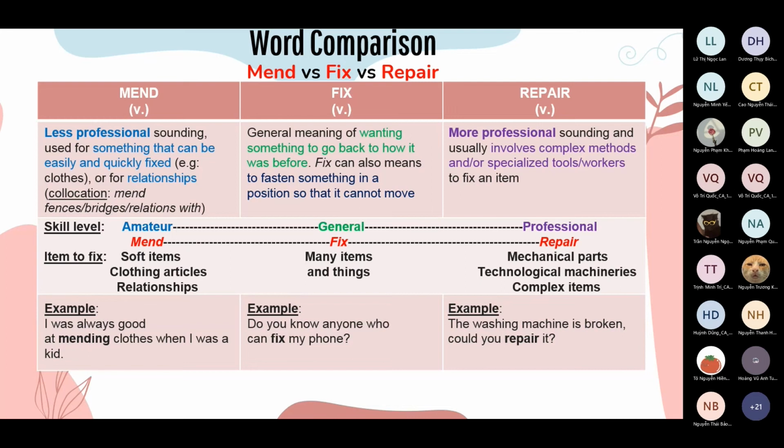Same with the skill level. If something sounds like you need a professional to fix it, you can use repair. If something sounds like even an untrained person can fix it, then you can use mend. And between all that, you can use fix for everything else if you can't remember those two words. So that's mend versus fix versus repair.